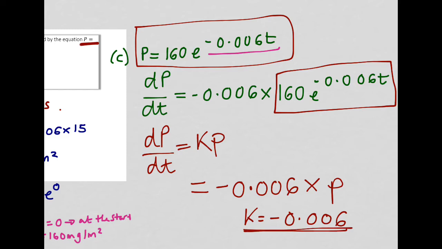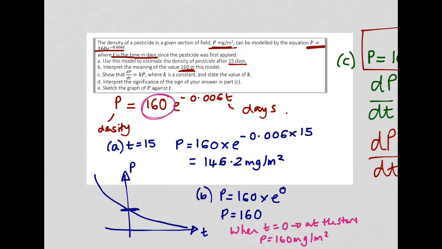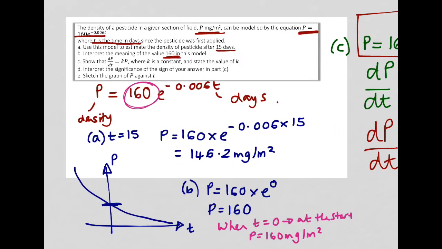Let's just go back and check, because it's always worth checking we've answered the question correctly. C, show that dp by dt equals kp, where k is a constant, and state the value of k. So I've shown that clearly here, and I've then written down my value of k. Notice all my workings so that I am showing what I'm doing clearly. You must make sure you share your method clearly to gain all the marks for showing understanding.